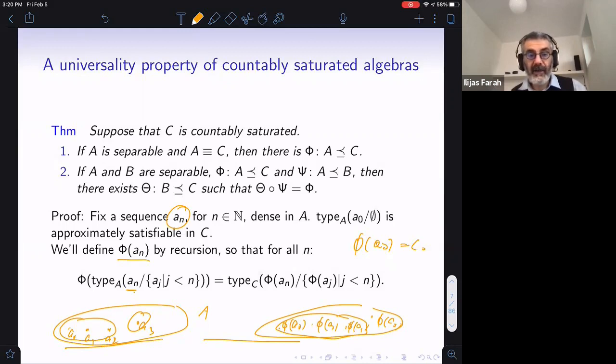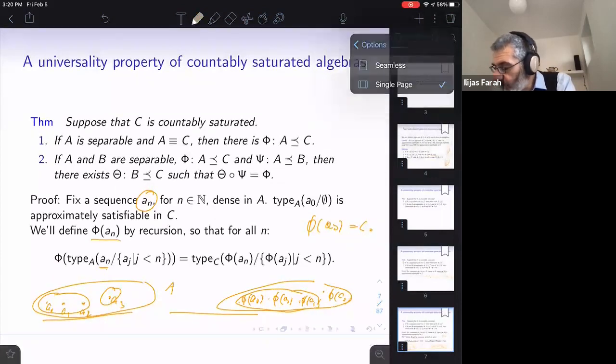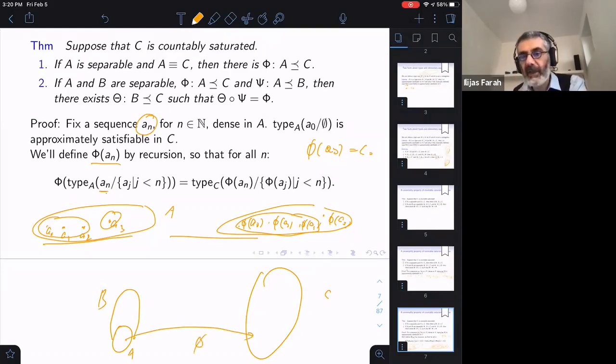Part two has a very similar proof, a slightly different statement. Let me just draw it. So for part two, we have this. So here is C, and here is A sitting inside B. And we already committed to an elementary embedding phi from A into C. Here is the image of A. What the statement says is that we can extend phi to an elementary embedding of B into C. So here in the statement, I have psi is an elementary embedding, but here I'm just assuming that psi is identity on A. It's the same thing.